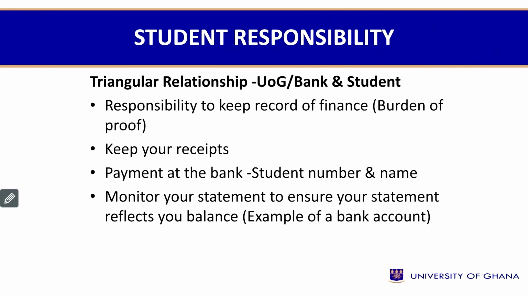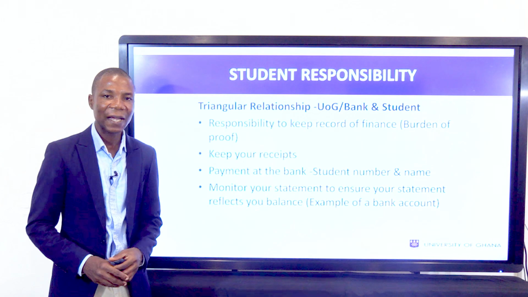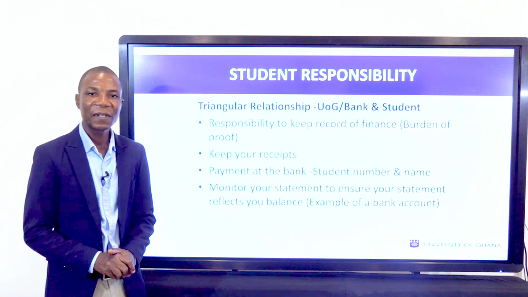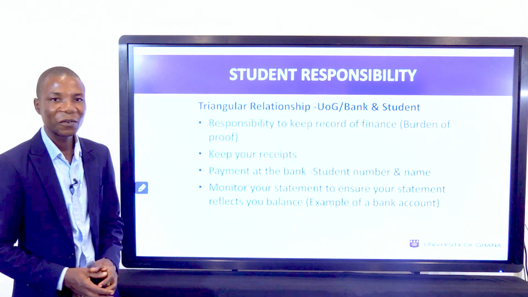As a student, you have the responsibility of providing proof of payments when the need arises. So make sure you keep your receipts after you've paid your fees. Payment is done at the bank, and make sure you quote your student ID number and your name, because the university recognizes students by their ID numbers. Monitor your statement and ensure that the payment reflects in your account. Your ID number serves as a bank account where you pay your fees, and you can also withdraw from it when you make excess payment.